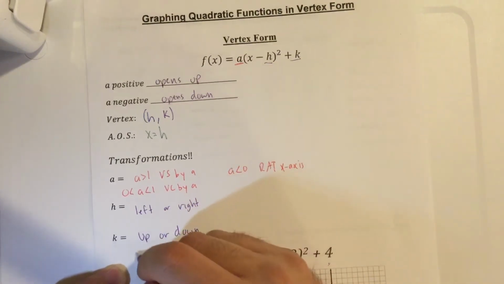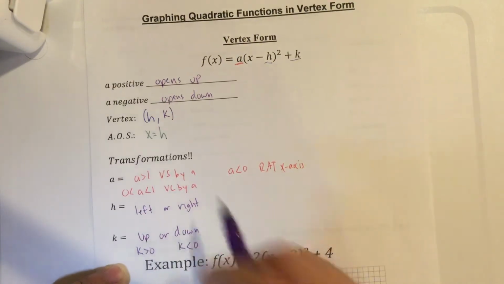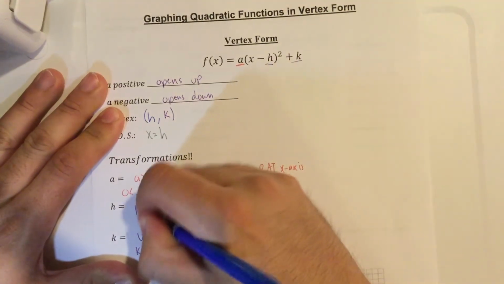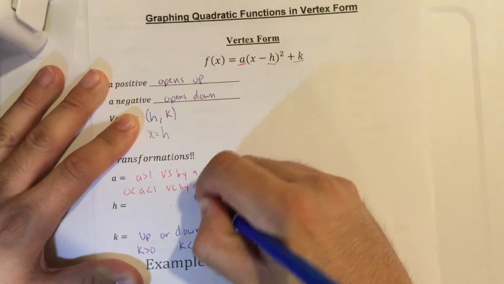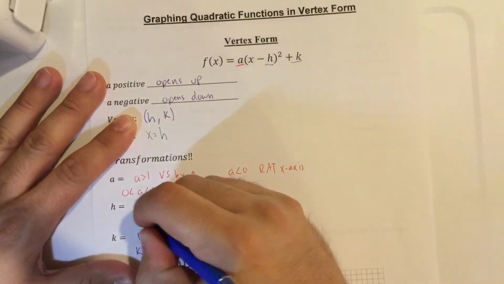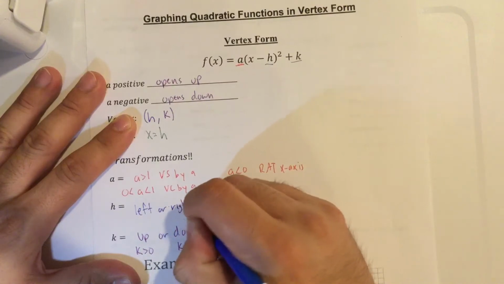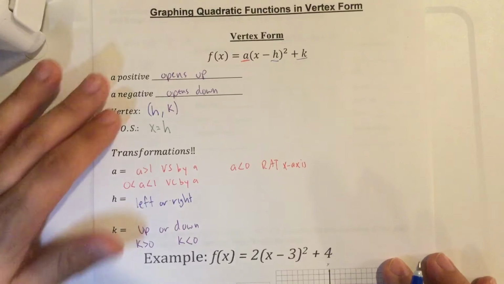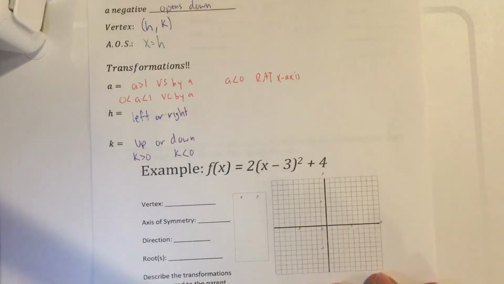This one's pretty easy. If k is greater than 0, it goes up. If k is less than 0, it moves down. And let's keep this color coordinated here, so I'm going to change this really quick using blue for left or right. Okay, so those are our transformations right there. Notice we can see a lot just from this type of form. Okay, the next thing we have is the example.